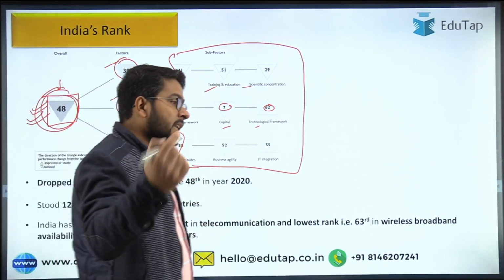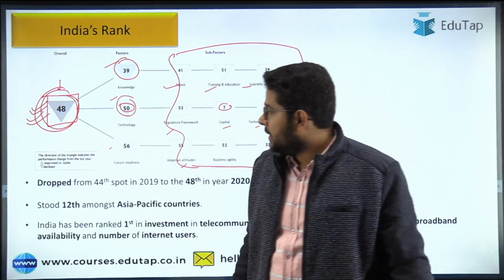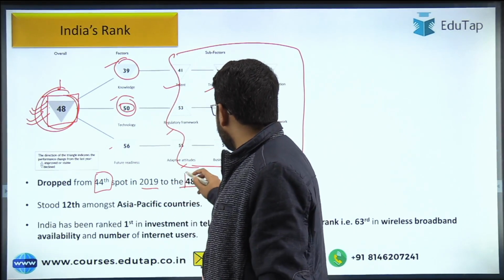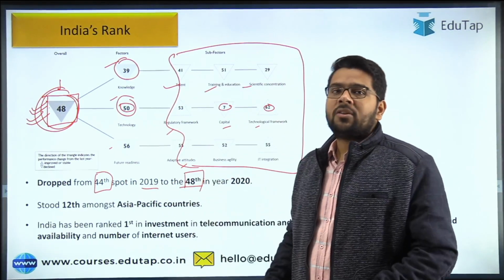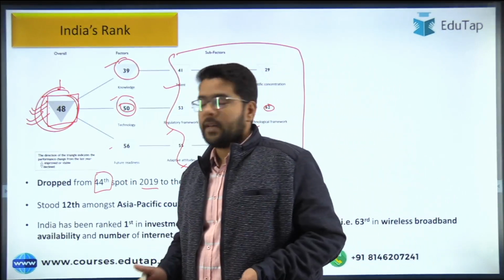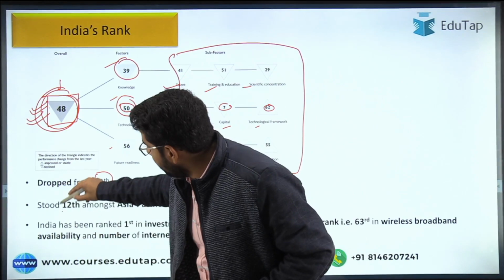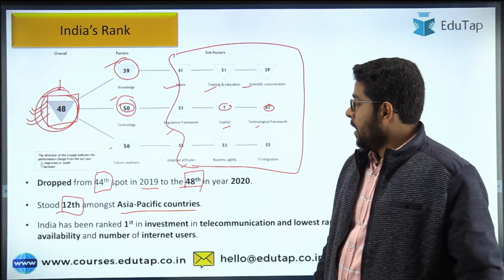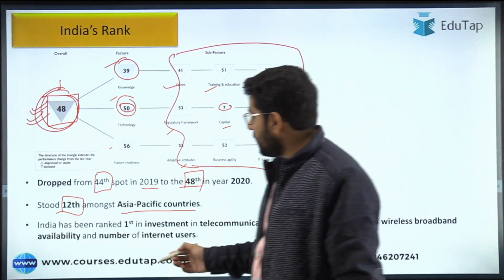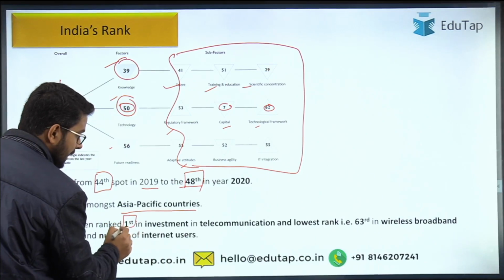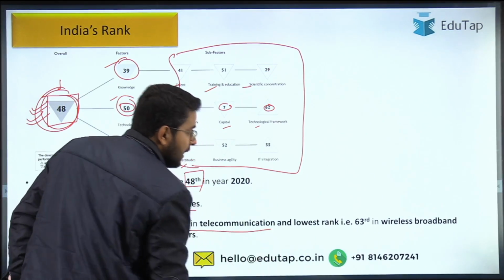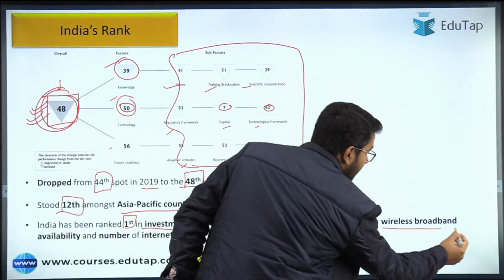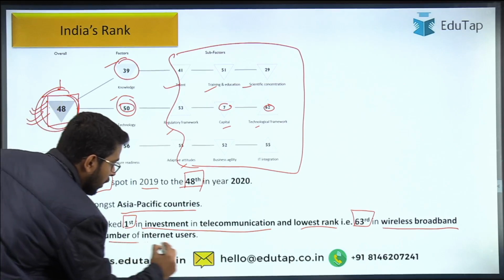Okay. Now guys, there are some additional facts regarding India's rank, that India's rank has dropped from 44th spot in 2019 to 48th spot in the current financial year. So guys, these kinds of questions can be asked in phase 2 of our exam. Moreover guys, India's rank is 12th in the Asia Pacific countries. And guys, there is also a rank where India has performed number 1 in the investment in telecommunication and lowest, that is 63rd, in wireless broadband ability and number of internet users.